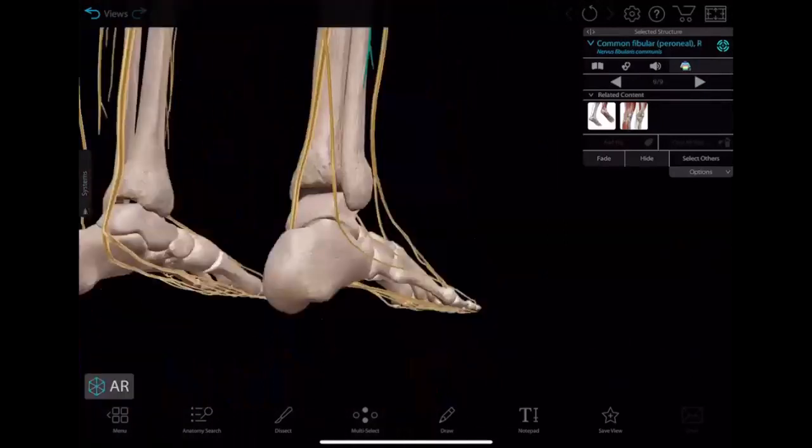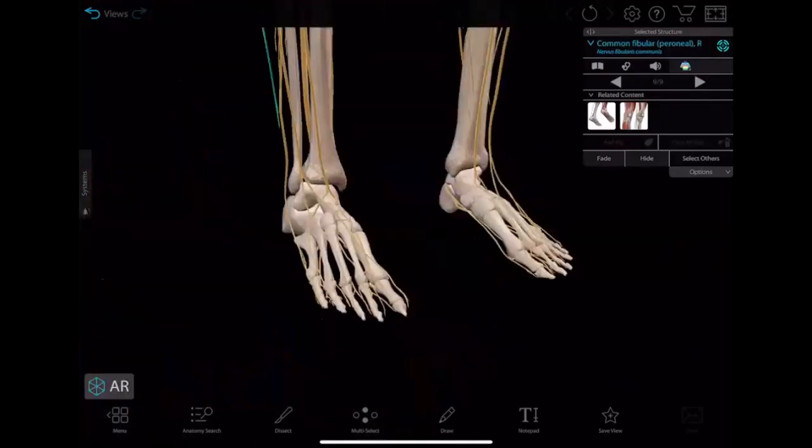Okay, hope you understand the common fibular nerve well. If you have any doubts, let me know. Right?